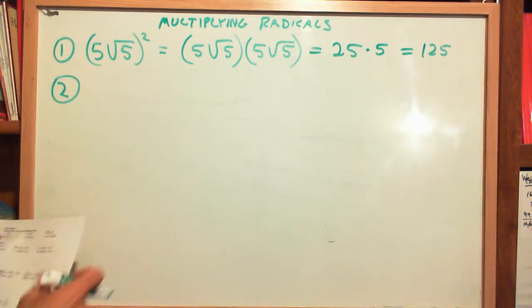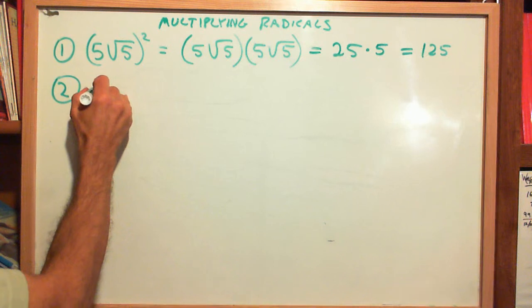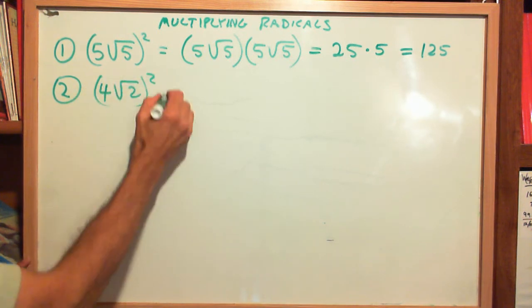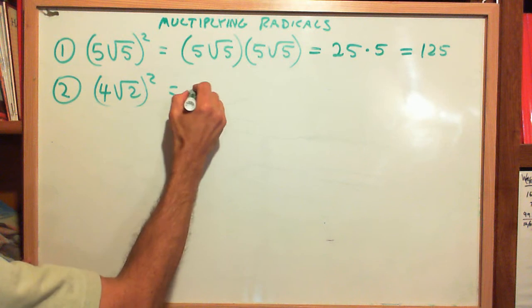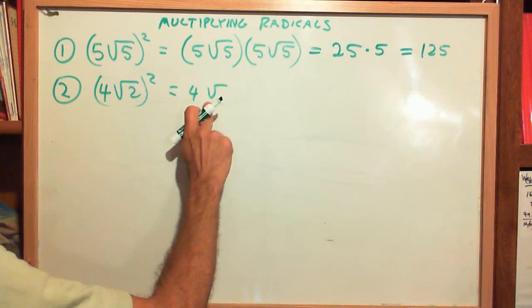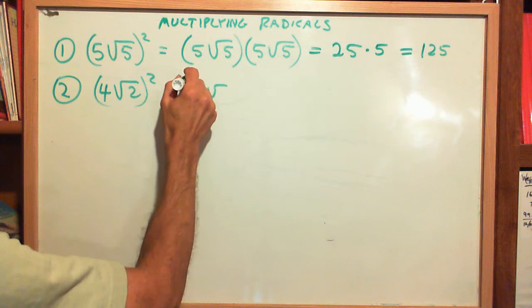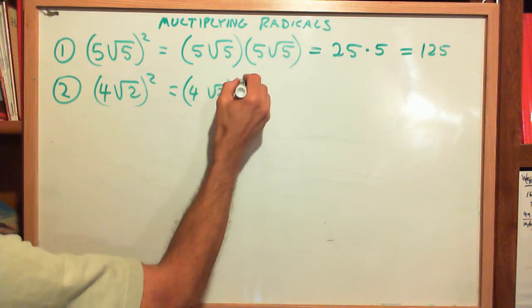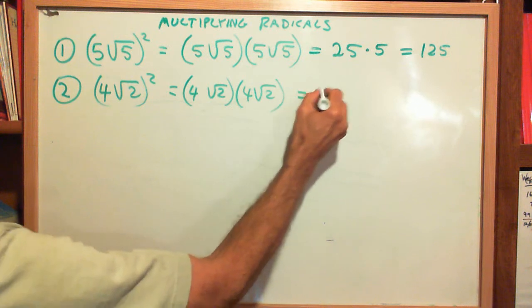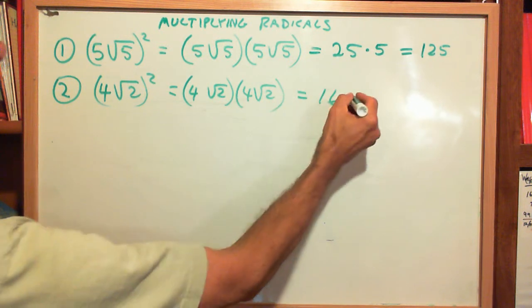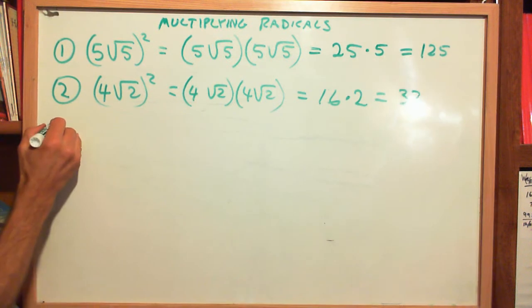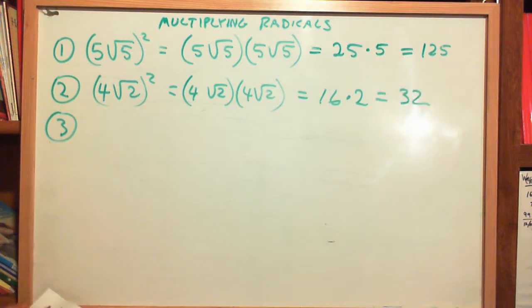So, I think you get the idea on those. I'll do one more. For 4 square root of 2 squared, well, it's just going to be 4 square root of 2 times 4 square root of 2. 4 times 4 is 16. Square root of 2 times square root of 2 is 2. So my answer is 32. So it's pretty straightforward, I think, those.